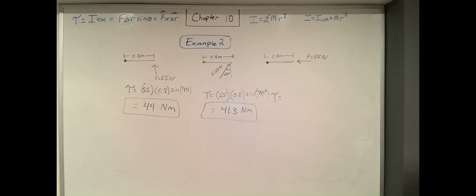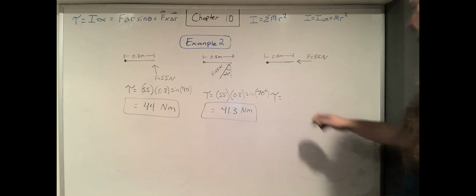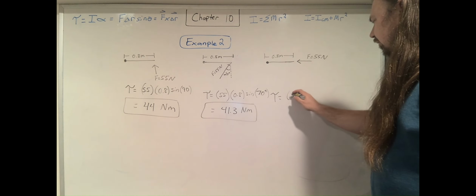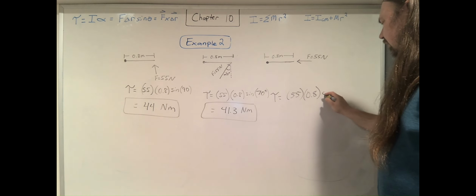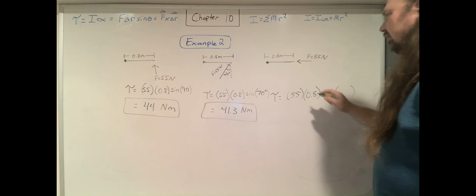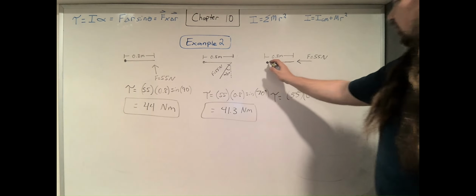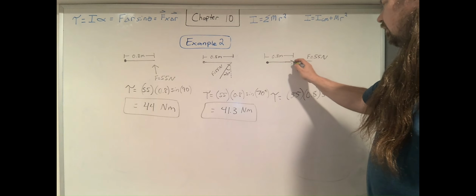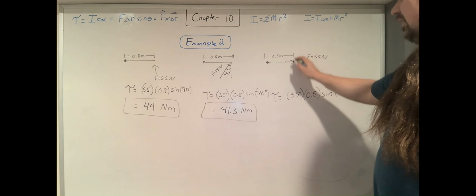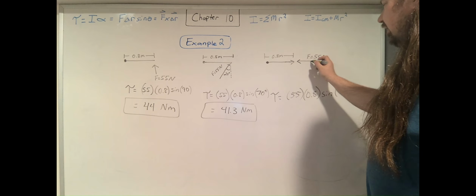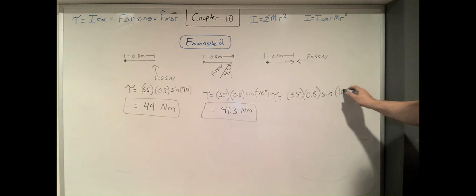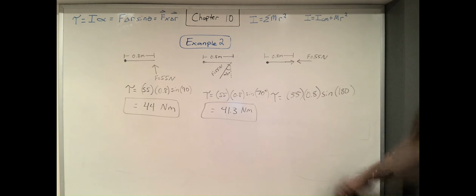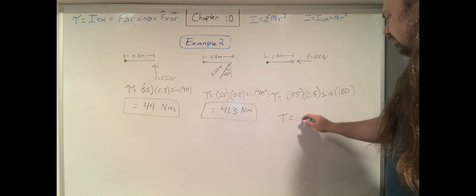Let's take a look at that last one. This is an odd way of trying to open a door, but we'll still do it out. Our force is 55. Our door is 0.8. And our sine of the angle, again, it goes off of the two. Our door, axis of rotation to the end of the door. The length is 0.8. What direction is our force? We're pushing straight back into it. So it's 180 degrees. So what is the torque on this one?